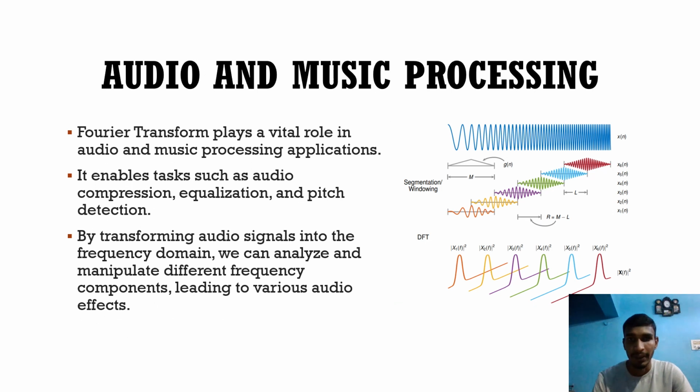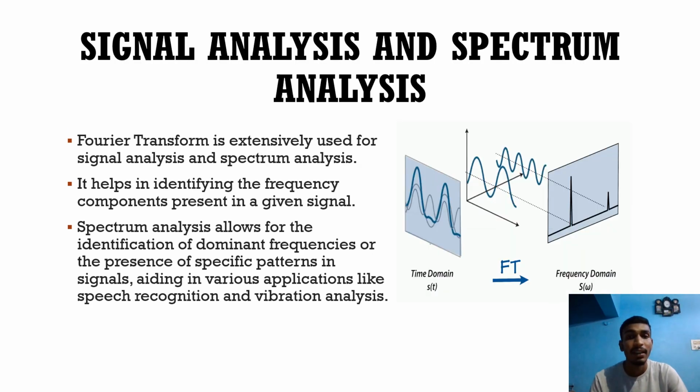Audio and music processing. Fourier transform plays a vital role in audio and music processing applications. It enables tasks such as audio compression, equalization, and pitch shifting. By transforming audio signals into the frequency domain, we can analyze and manipulate different frequency components, leading to various audio effects.